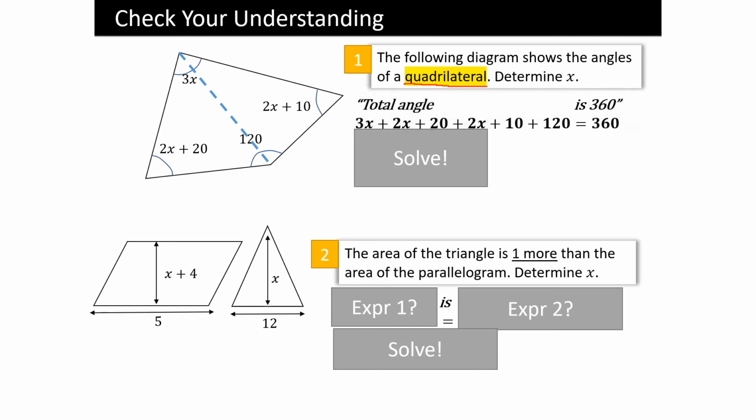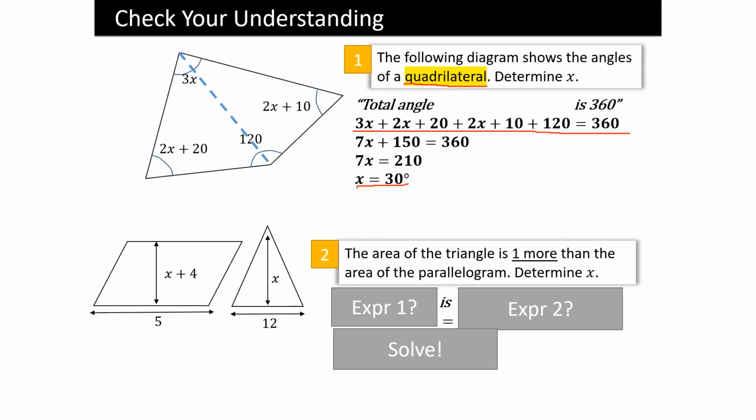So the total angles in our quadrilateral should be equal to the sum of angles, which we know is 360. Once we have that, we solve for x. So now we know that x is 30 degrees. Then moving on to the next question.